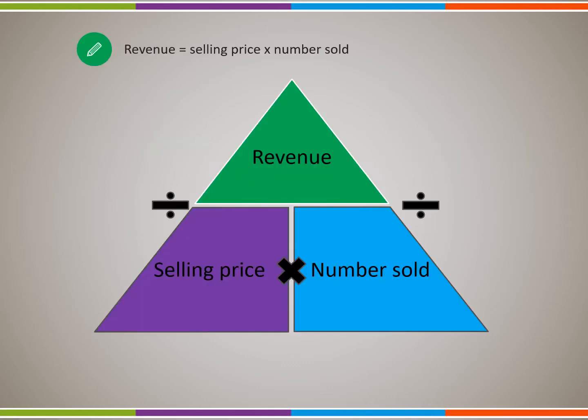third. We're going to use the formula for revenue to demonstrate how to rearrange formula using this triangle. My formula for revenue is selling price times number sold or quantity sold. If I place this in my triangle, I can see a divide sign at either side and a multiply sign between the two bottom sections. Let's see how we can use this.